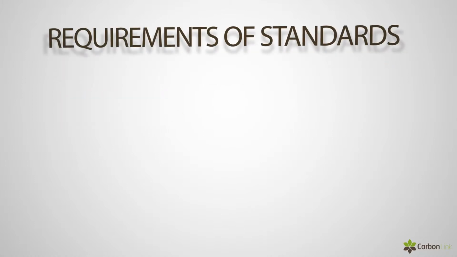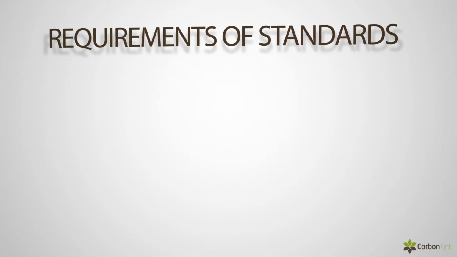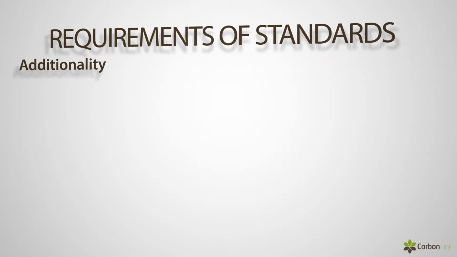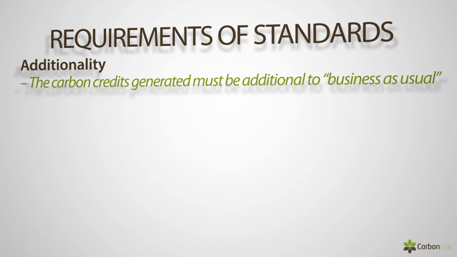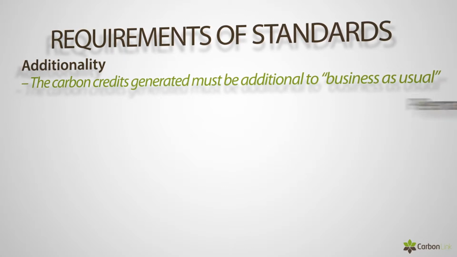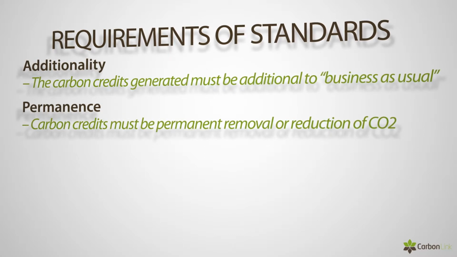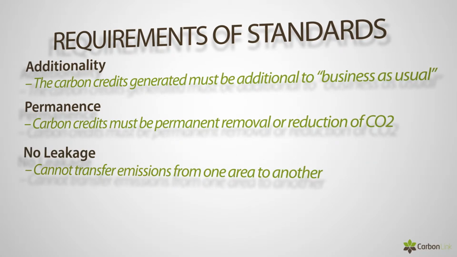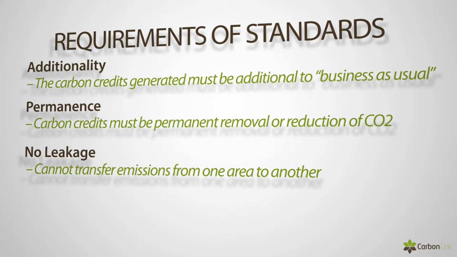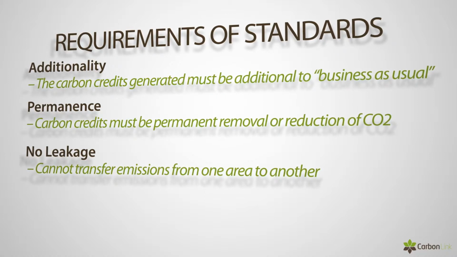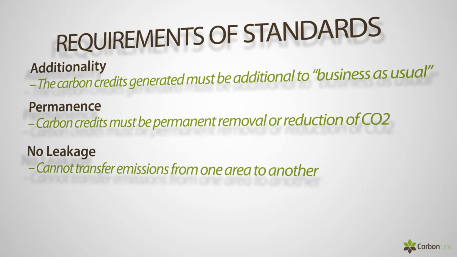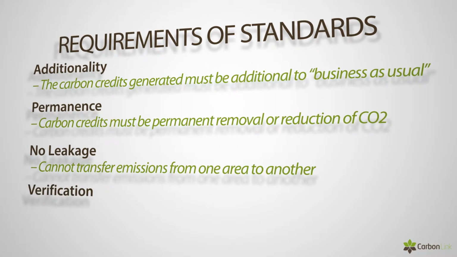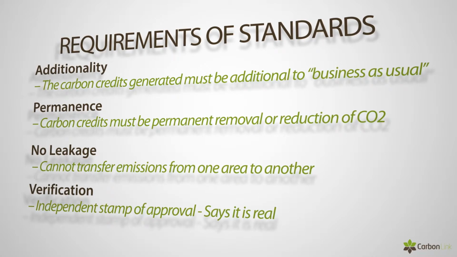If we're going to trade carbon, we need standards, and Kyoto has 4 key rules that are part of every carbon trading scheme. The first is additionality, and that means that carbon credits generated must be additional to business as usual. Secondly, there's permanence. Carbon credits must be a permanent removal or reduction of CO2 in the atmosphere. There should be no leakage. In other words, there's no point in reducing CO2 on this particular farm or this business here, but transferring it to another business. That doesn't actually affect the ecosystem at all. And any carbon to be traded must be independently verified by an auditor, and that basically says that it's real.